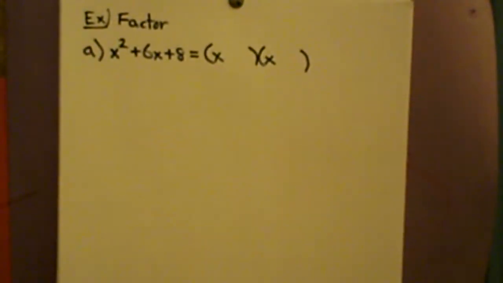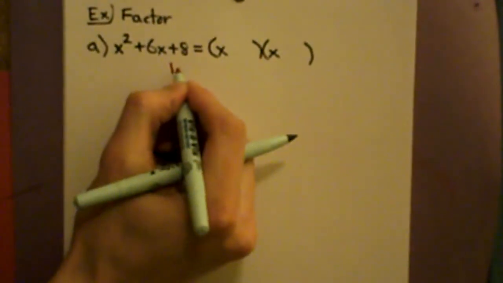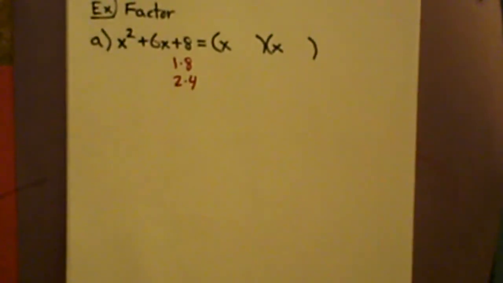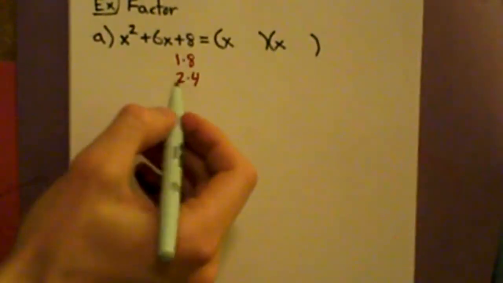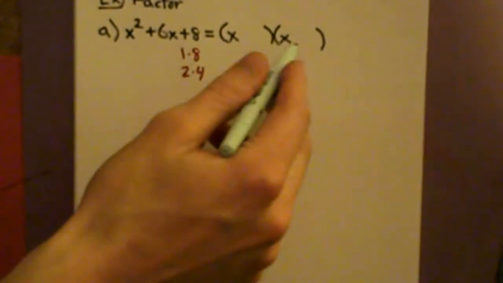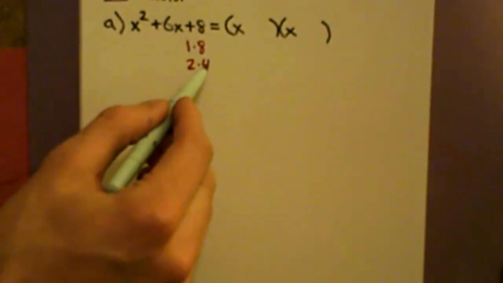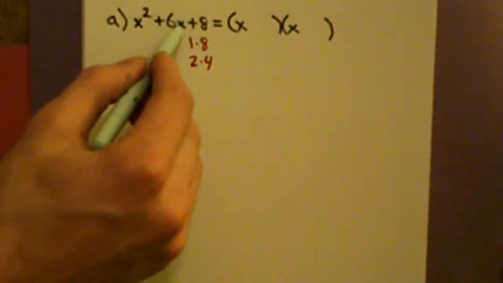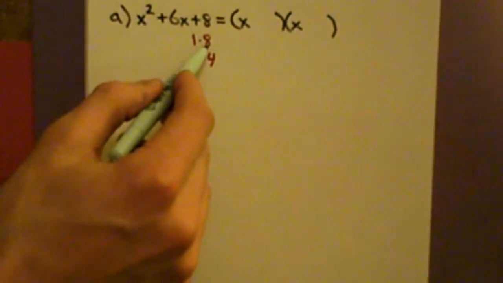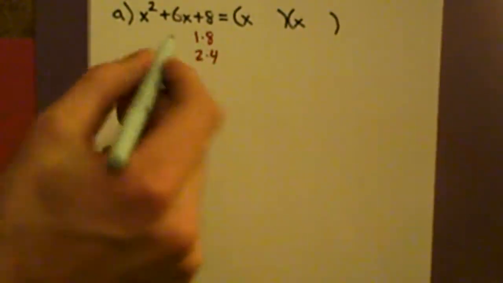Now there's only two ways you can get 8. We can get 8 with 1 times 8 or 2 times 4. Keep in mind though that because of those two middle products, the O and the I part of your FOIL process, I want to be able to add these two numbers up to get the number in front of my middle term. So I don't want 1 and 8, because if I add those I get 9. I want 2 and 4, because if I add those I'm going to end up getting 6x. Let's see how this works.